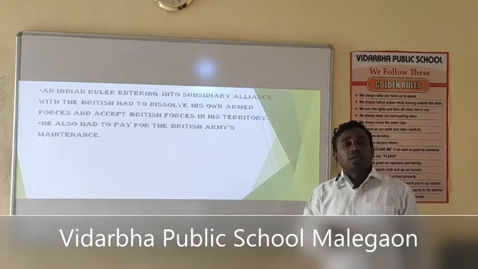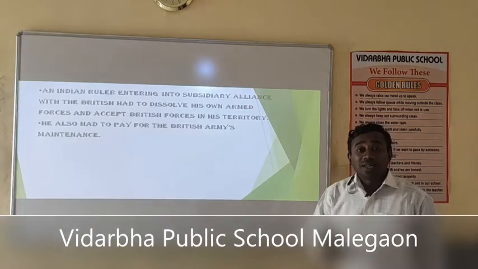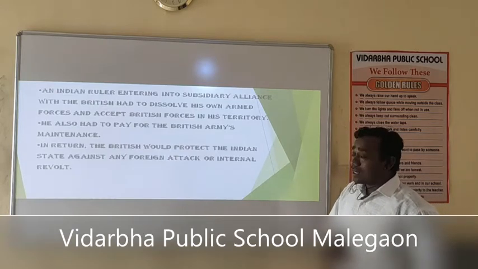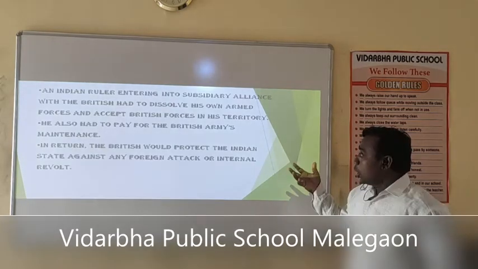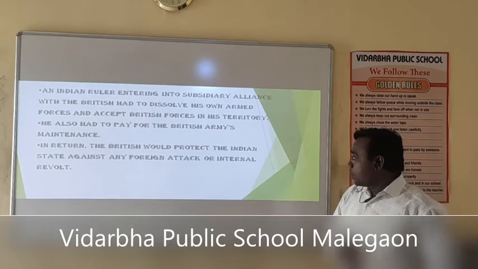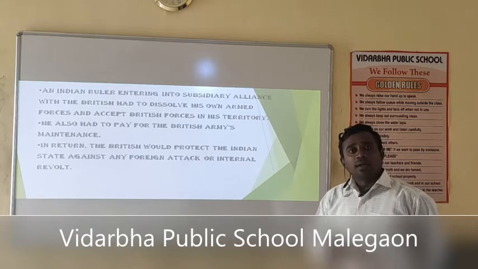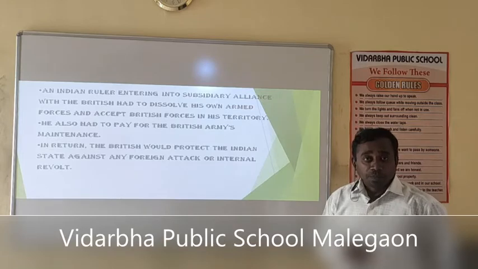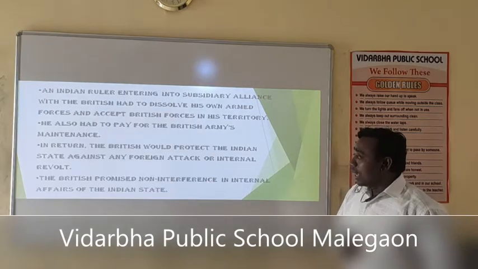Now see, the army is of the company, the British East India Company, and who is maintaining them? Indian rulers are maintaining them. And again, in return, what will they get? Indian rulers will get the army of Britishers to protect them from any Indian state, from any foreign attack, or from internal revolt. So the British army will protect the Indian rulers, Indian rulers will pay for the British army, and Indian rulers are not allowed to have their own army.